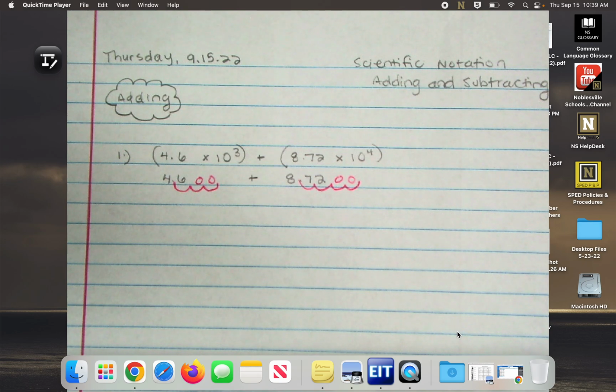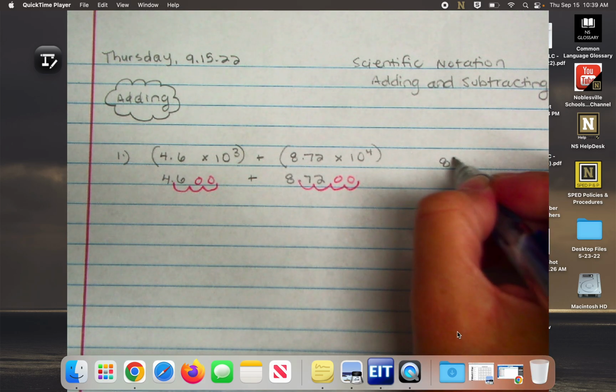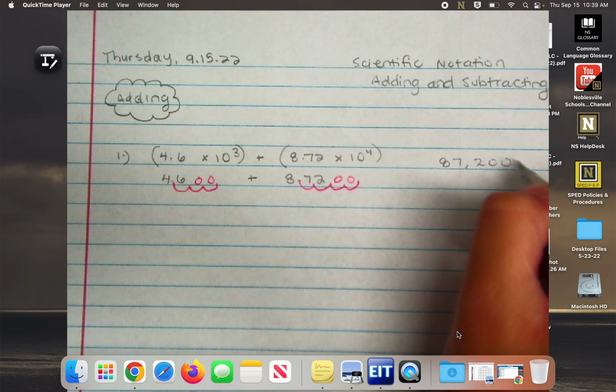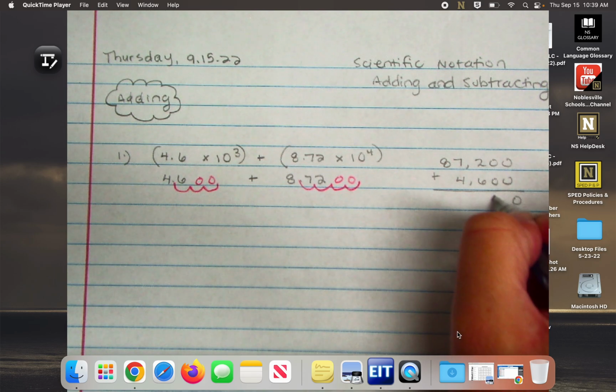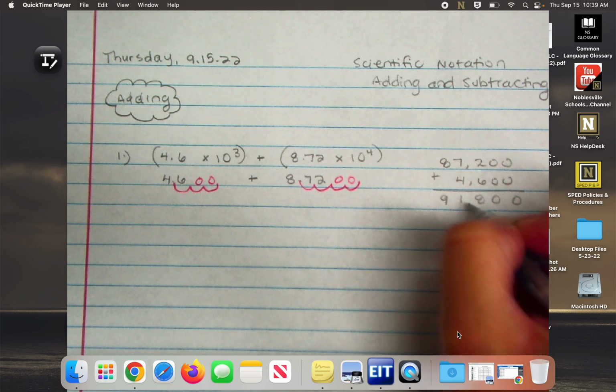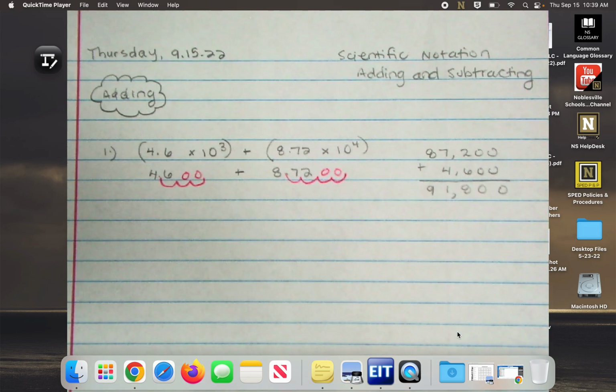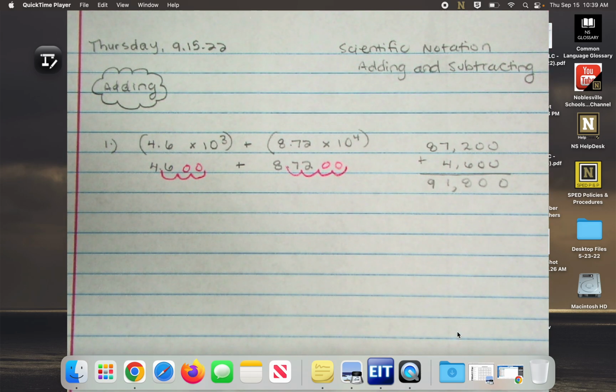once I have those converted, I'm going to line them up, right? That's the most important part. Make sure the place values line up. So I'm going to have 87,200 plus 4,600. You can rearrange addition problems, right? It doesn't matter what order you add in. So we usually put the value with the most digits above the value with the least digits.